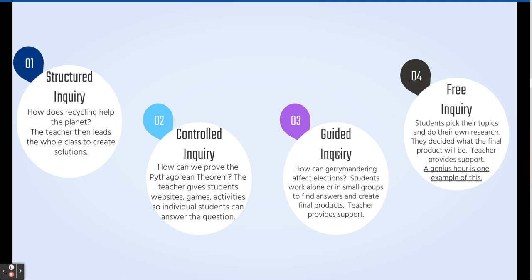Guided inquiry: how can gerrymandering affect elections? Students are on their own to find the answers and create their final products. They can work together in small groups. The teacher is just there to provide support, and that's all, not any direct instruction. And then last but not least, students pick their own topics and do their own research. They decide every single aspect of the entire project.